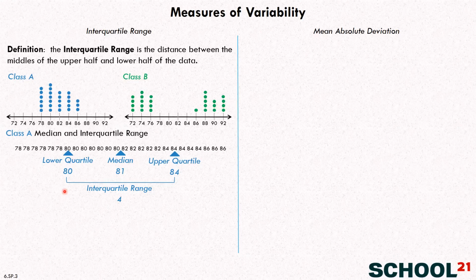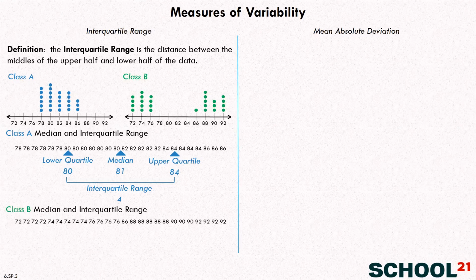Now we say, well, gosh, is that a lot or a little? Let's compare that to Class B, do the exact same thing, and see what its interquartile range is. You can ask yourself first: is Class A more or less spread out than Class B?